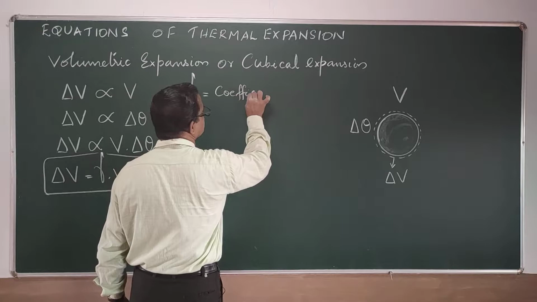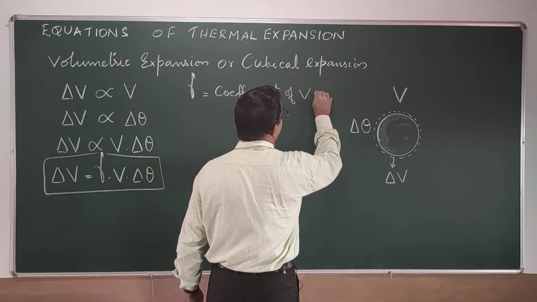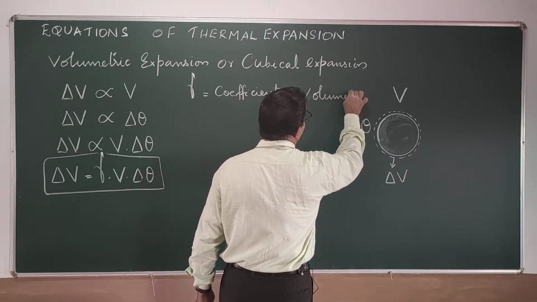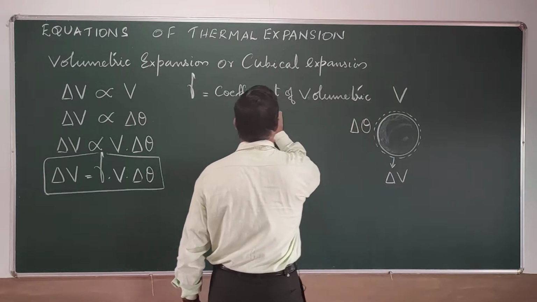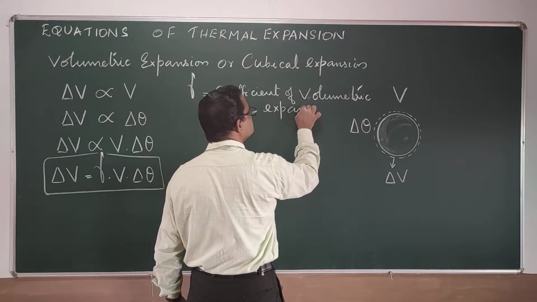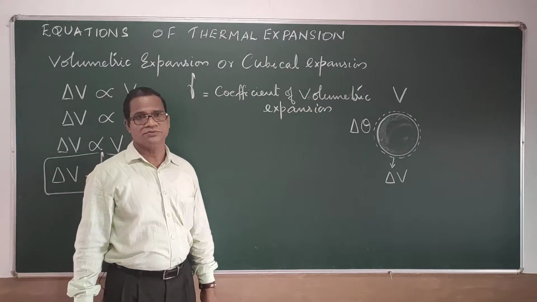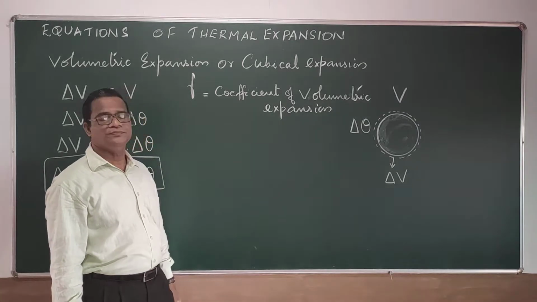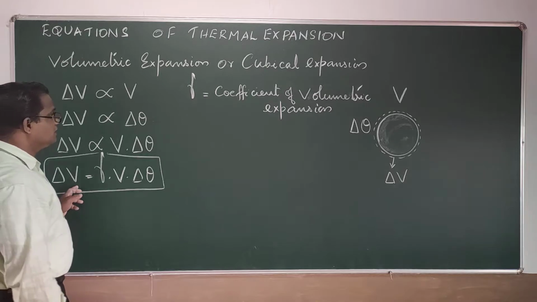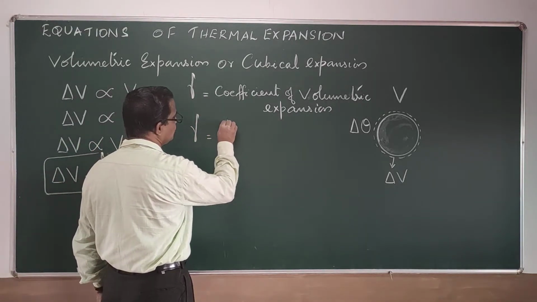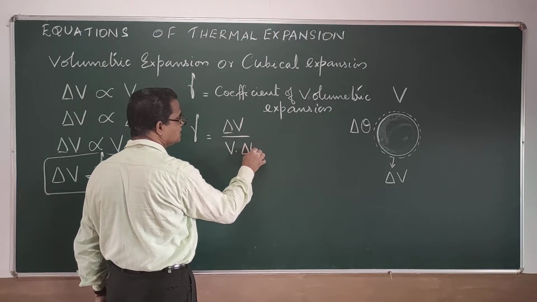Gamma, the coefficient of volumetric expansion, or cubical expansion coefficient. Both you can choose. Now from this equation you can obtain that gamma is equal to delta V by V into delta theta.